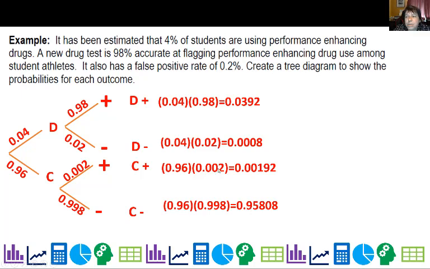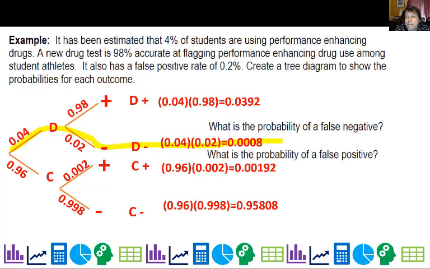So the question is, what's the probability of a false positive? I'm sorry, a false negative. So that would be someone who takes drugs and gets a negative result. That's just the product along this path, or 0.0008 or 0.08%. What's the probability of a false positive? Well, that would be this path right here, which means it'd be this number right there.